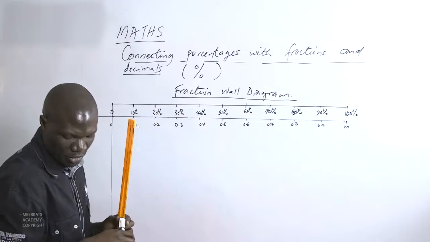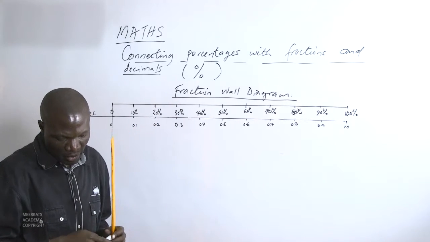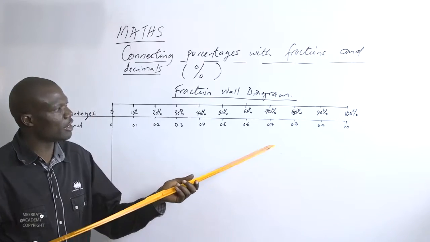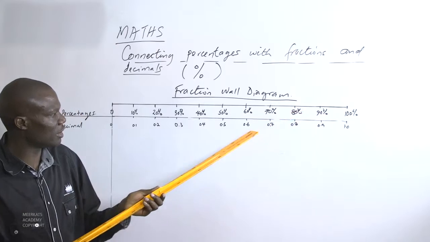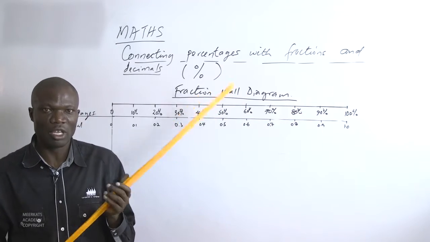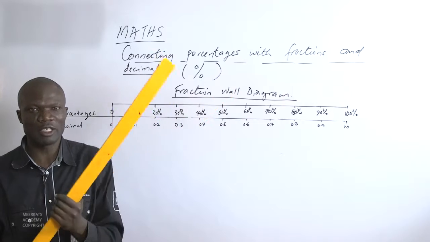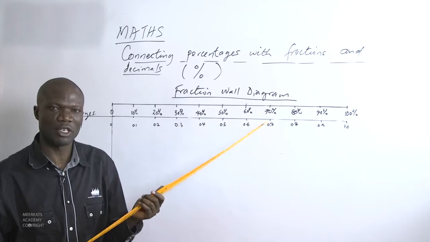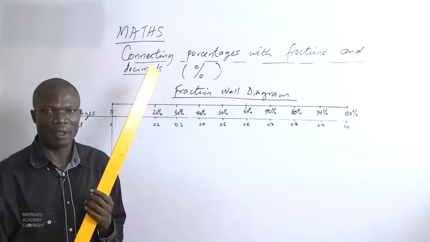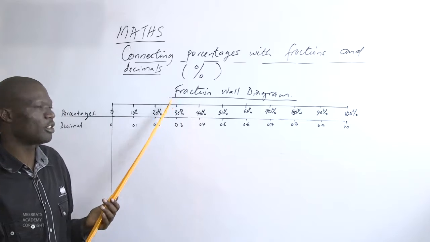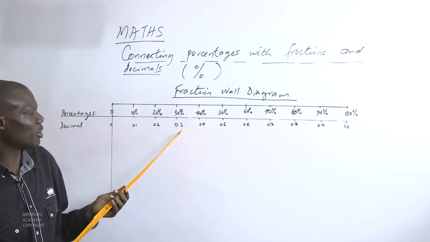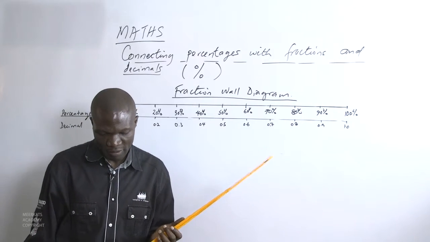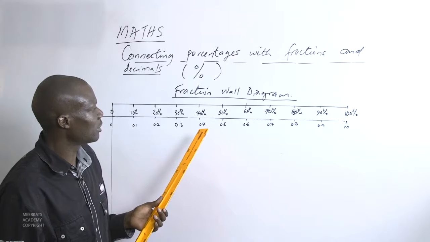Now, already we have shown the diagram. The fraction diagram is showing us the relationship between the percentages and the decimals. So if I ask you to convert 70% into a decimal, you'll just look at 70 and say this is equivalent to 0.7. If you want 30% as a decimal, it is 0.3. If you want 0.9 as a percentage, it is 90%.